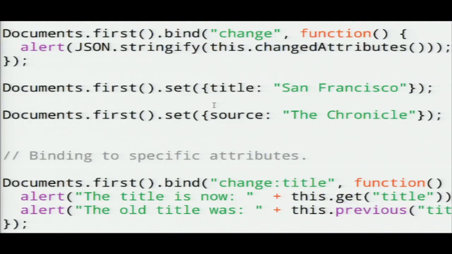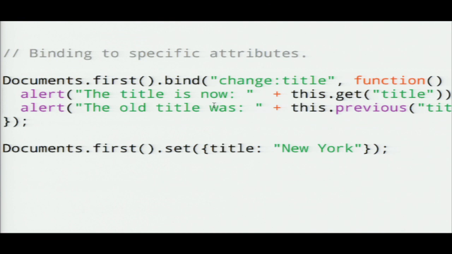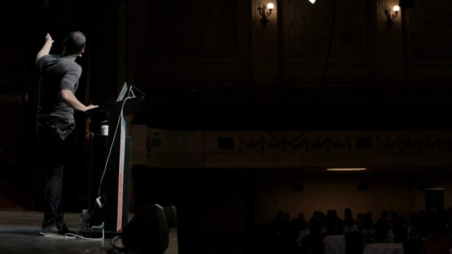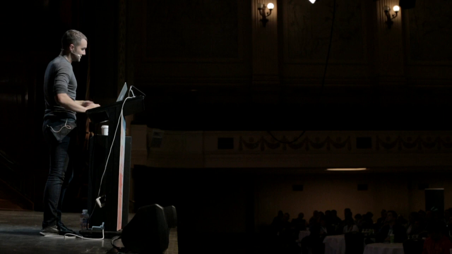Whenever a new document is added globally, I want to know. And you can also do it for specific attributes. So you can say, I only care about when the title is changed. I don't care about when other things are changed. I only care about when the author is changed. I don't care about other things. And you can get the old value and the new value to compare the two. You can say, a change has just happened. What was the previous value? What is the current value? This is just an example showing how you can listen for changes in title and then alert the two versions, which I'm going to skip for time.